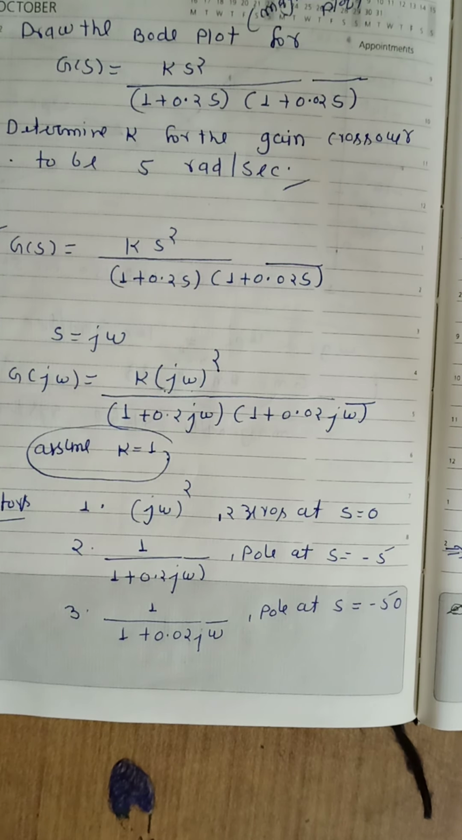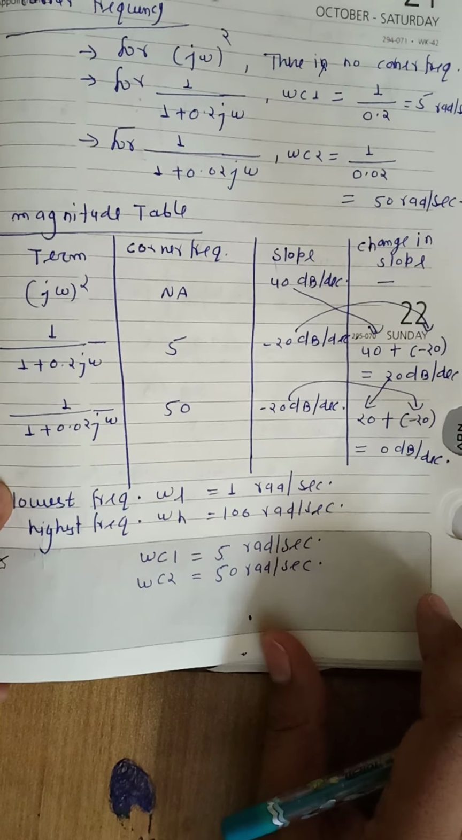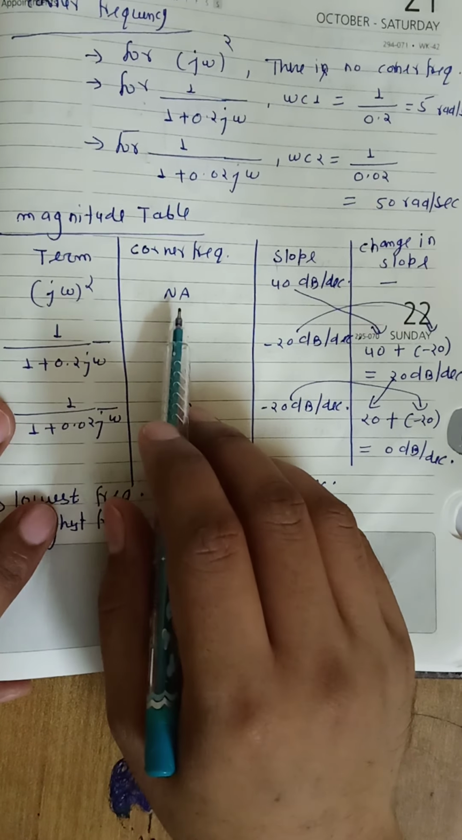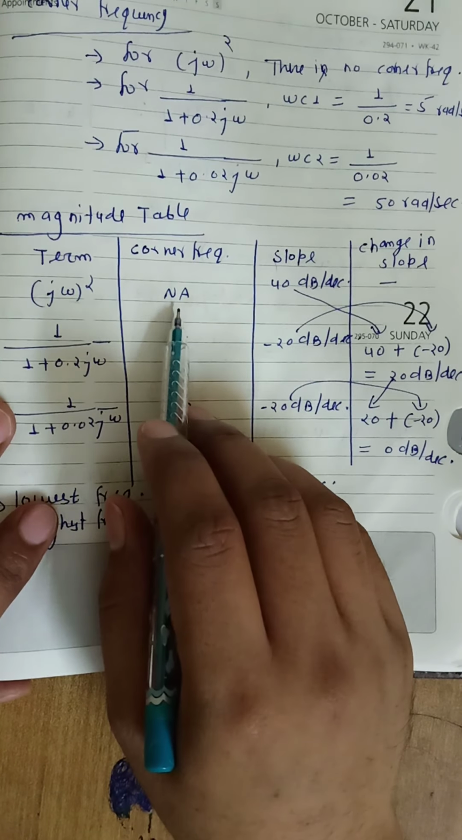Now let us see the magnitude table. In the magnitude table, for the first term we don't have any corner frequency. For the second term we have corner frequency 5 radian per second, which we already calculated. For the third term we have corner frequency 50 radian per second, which we already calculated.